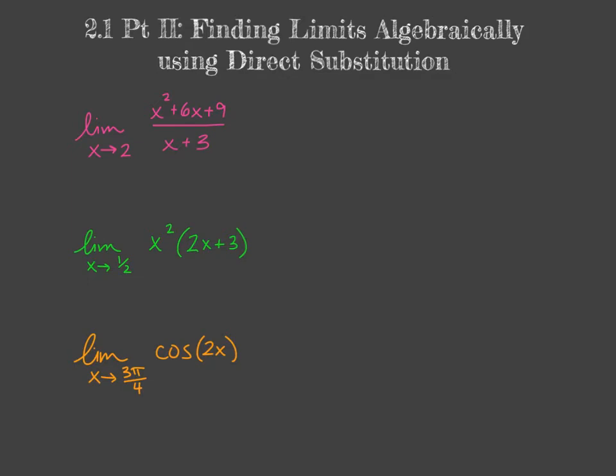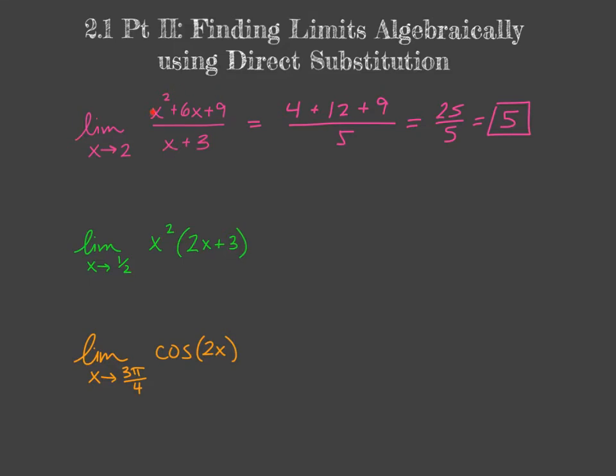All right, we have 3 examples here, and these will all work. So if we want to find the limit of this crazy rational function, sure, you can graph this function if you want, but you don't really have to. We can use algebra and just plug in the value of 2 everywhere there's an x. So let's do that. When we plug in 2 up top, we'll have 2 squared plus 6 times 2 plus 9 all over 2 plus 3. And that'll give us 16 plus 9, which is 25, over 5, which is 5.